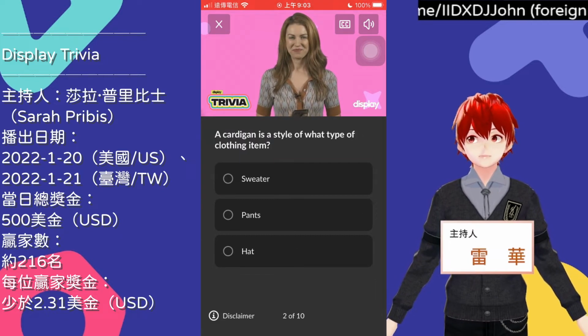A cardigan is a style of what type of clothing item?